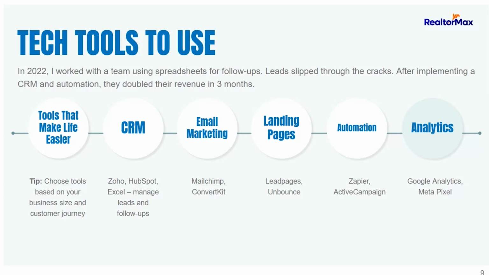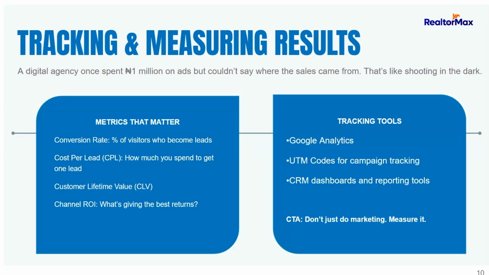And then the last one is analytics. Yes, you use your Google Analytics or your Meta Pixel to always analyze your efforts across different platforms, to ensure you are getting the leads you want, and that the type of leads you are getting are actually the leads you want and not just people who are distracting. So, tracking and measuring your results.